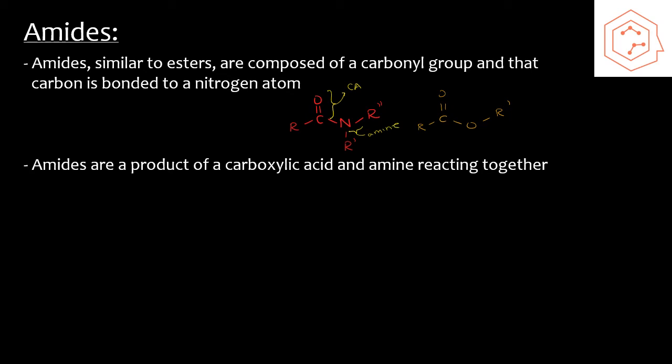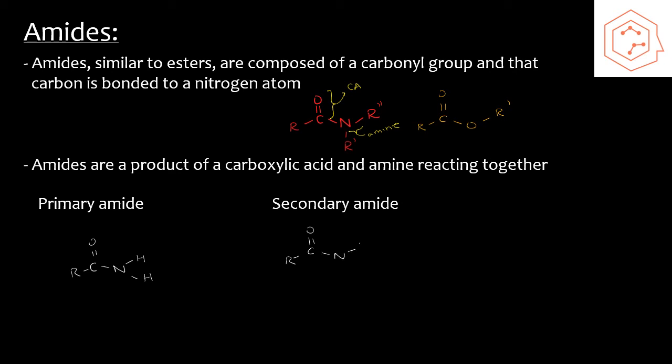And just like amines, there's 3 different types of amides. In a primary amide, here we see that our nitrogen atom is going to be bonded to 2 hydrogen atoms. In a secondary amide, our nitrogen atom is now going to be bonded to 1 hydrogen atom and 1 alkyl group. And in our tertiary amide, we see here that our nitrogen atom is going to be bonded to 2 potentially different alkyl groups.